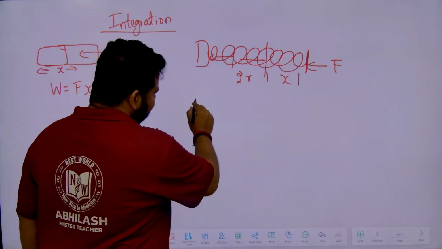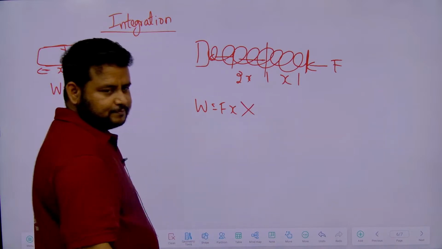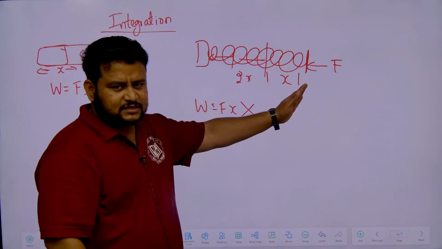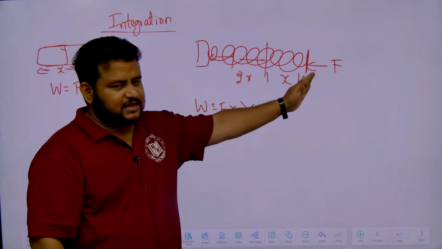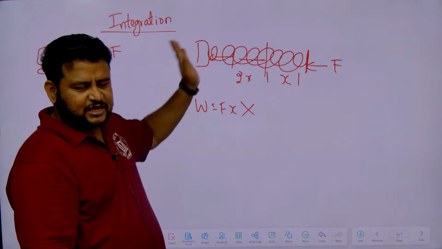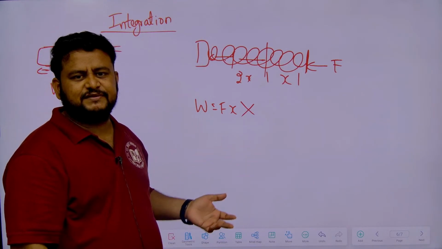Here if I write the formula like this, work done is equal to force into displacement, it is completely wrong, because here the force is different and the displacement is different. Here it may be F, here it may be 2F, here it may be 3F. So there is variable force and variable displacement. In that case we need integration.